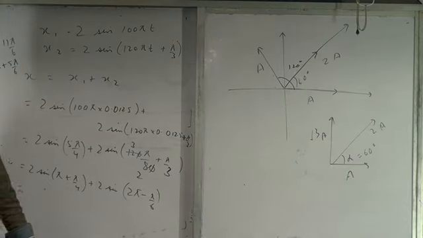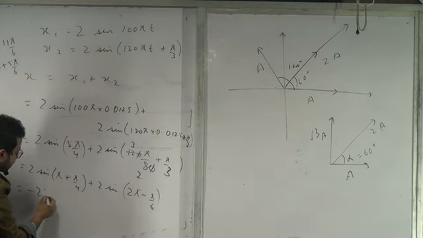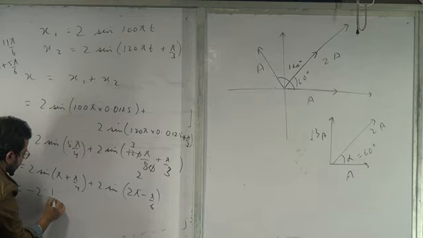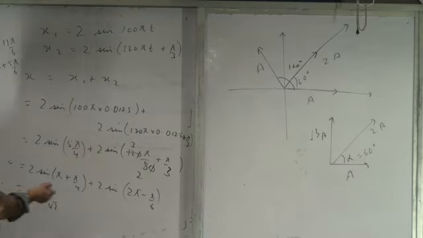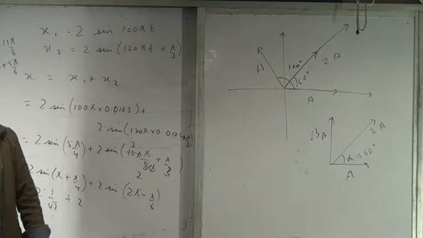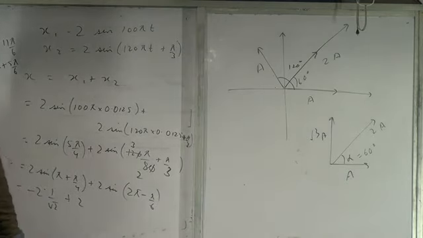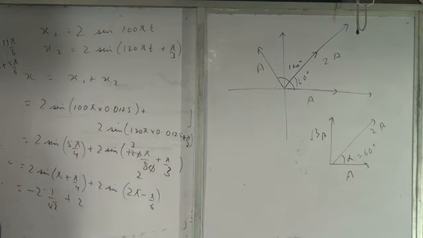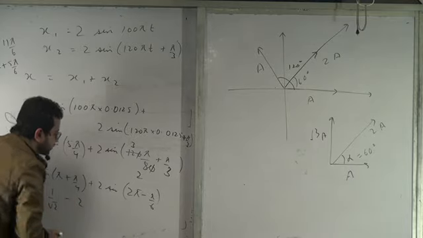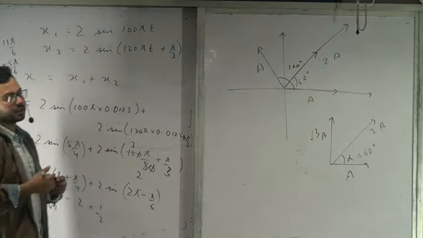Sin of pi plus theta is minus sin theta. So this becomes minus 2 into sin pi by 4, which is 1 by root 2. Plus 2 into sin of 2 pi minus theta, which is minus sin theta. So this will become minus sin pi by 6. That will be the resultant.